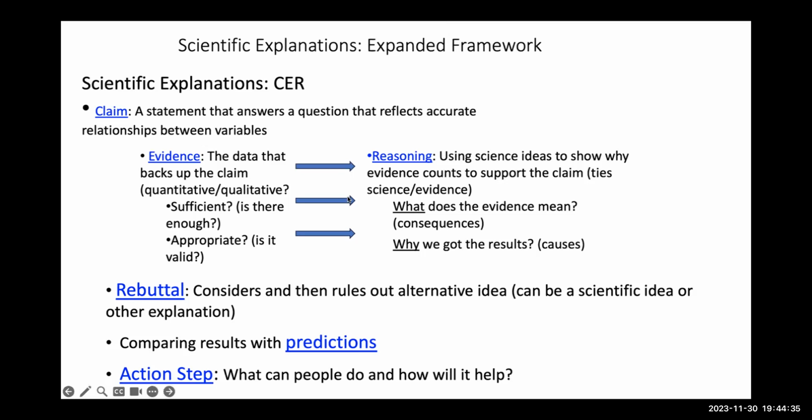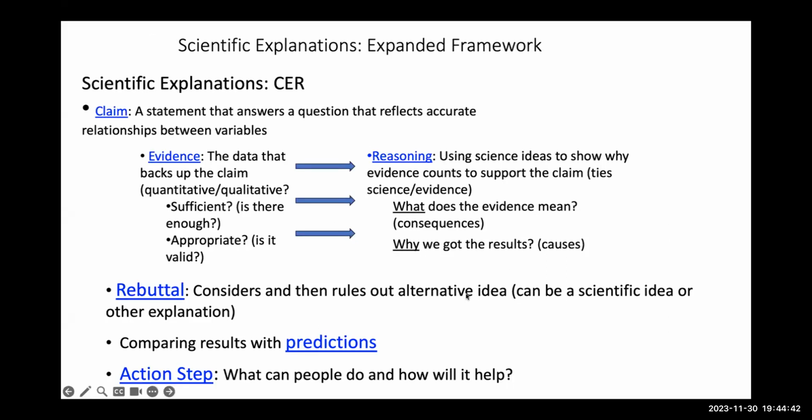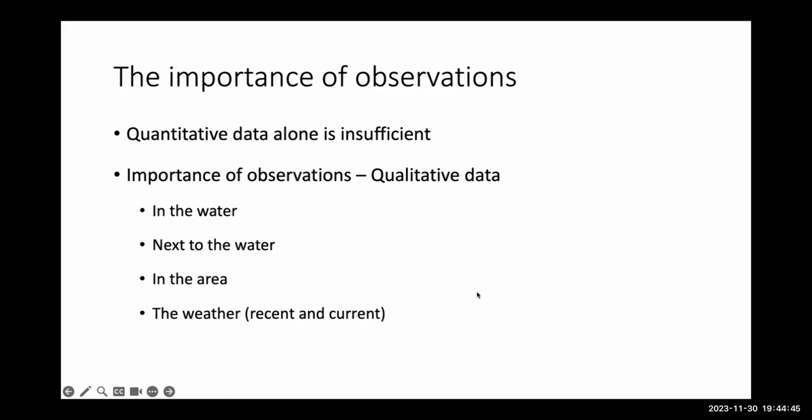Okay, so let's go back to this. I also want to stress to students the importance of observations. So with our probe, we get this really nice number, or with pH paper, you can calculate the number, but qualitative data, particularly for this unit, is extremely important. I want them to take notes on what's in the water. I want them to look around and take notes on what's next to the water, what's in the area, and then also the weather of that day, but also the weather in the couple days before.